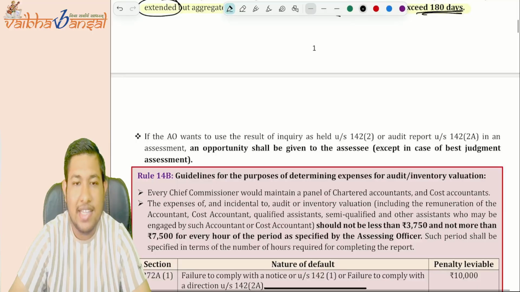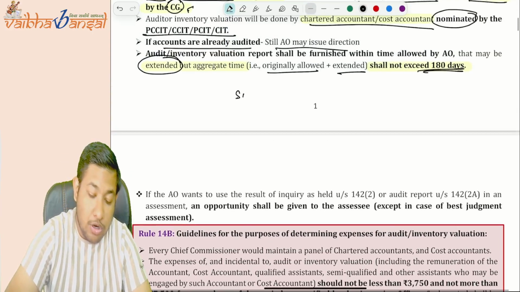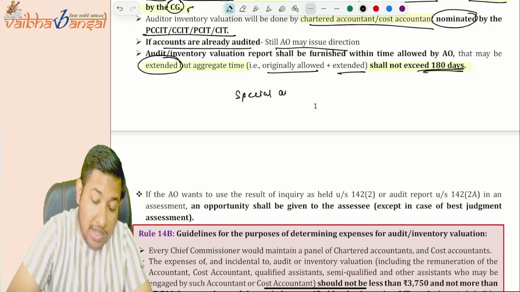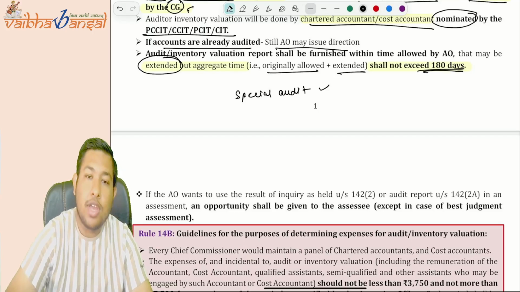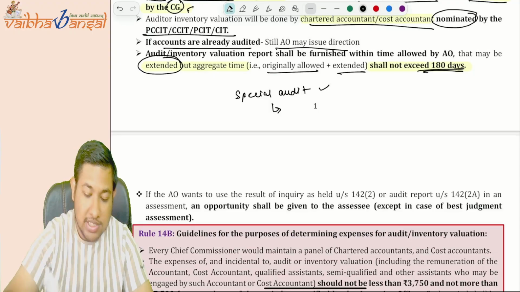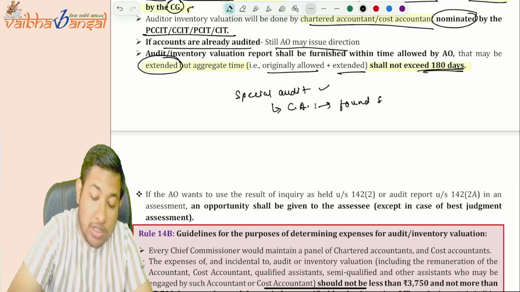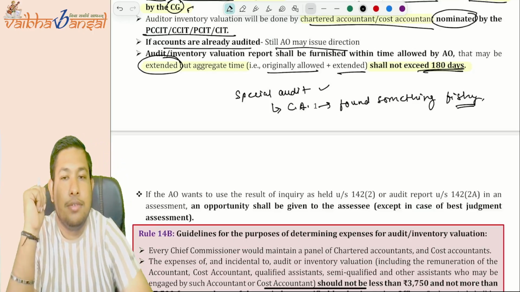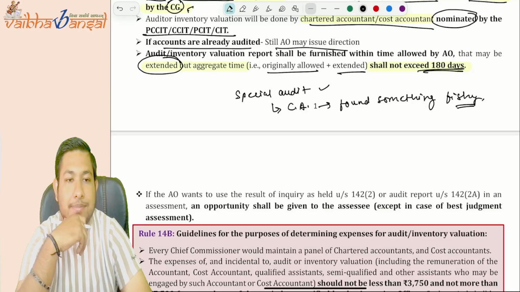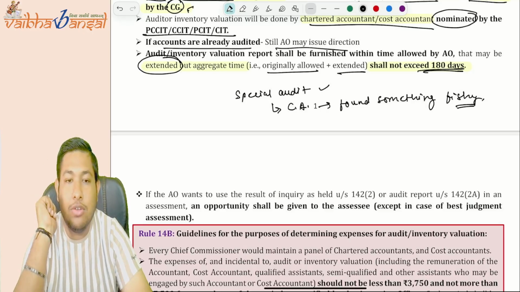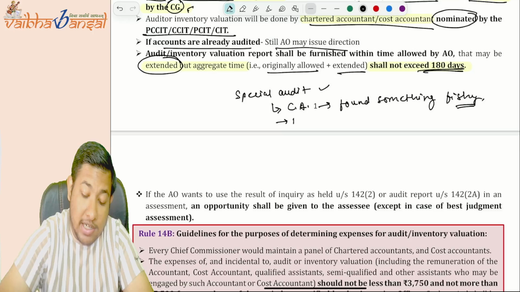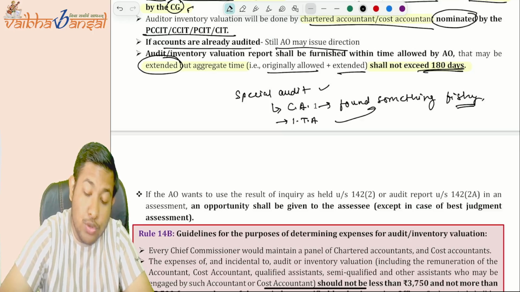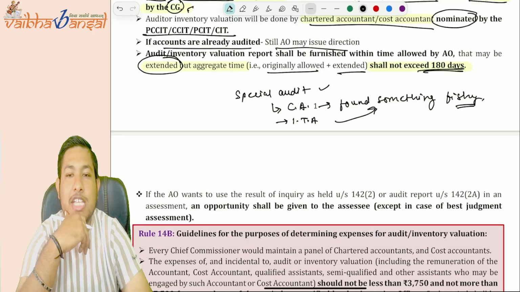Now, what they are saying is that if a special audit is done, and in that special audit the chartered accountant, that is a CA, finds something fishy, that is something very dangerous for the assessee. But in the interest of the revenue, the income tax authority wants to use the findings of the CA in the special audit.